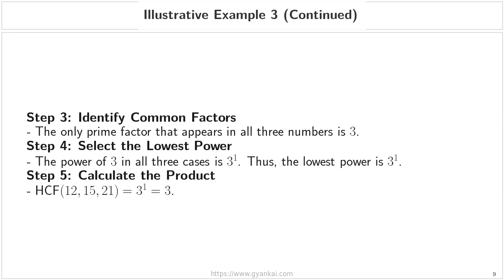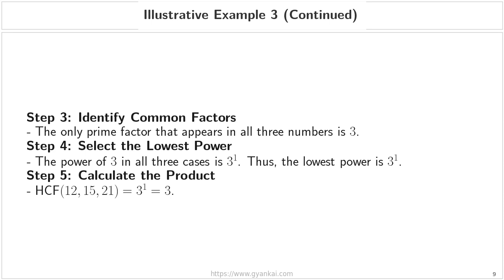Now, let's move on to the final step of our third example. Looking back at the previous slide, we have already broken down our 3 numbers, 12, 15, and 21, into their prime factorizations in exponential form. This concludes our worked examples. In the next slide, I will highlight some common pitfalls to watch out for so you can avoid mistakes in your own calculations.